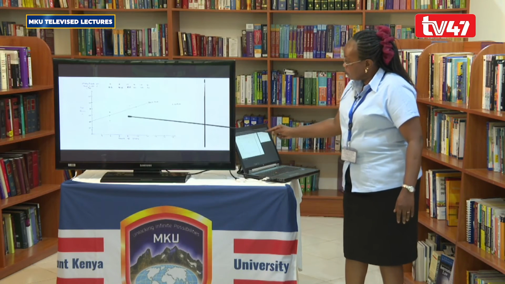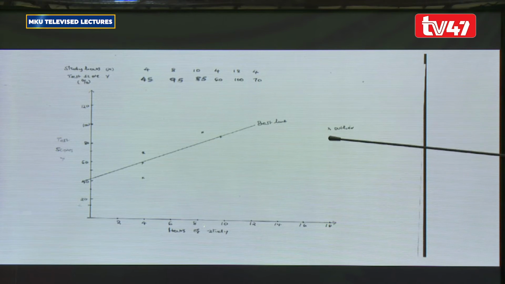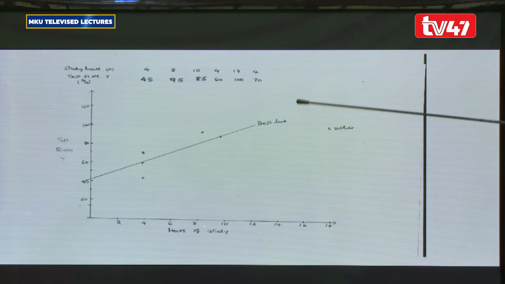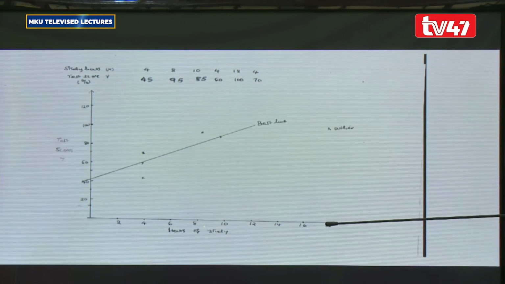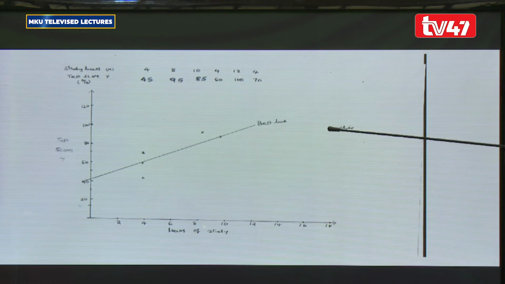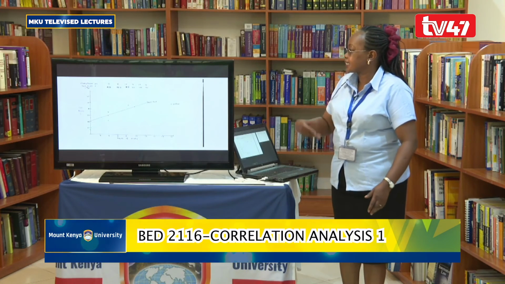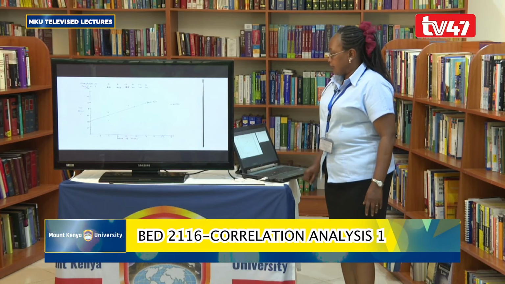Now, this is the best line of fit, and there's a point here I want you to note. This point here is 18, 100. That point is what was achieved by a student who is not within that range. So it's an outlier.